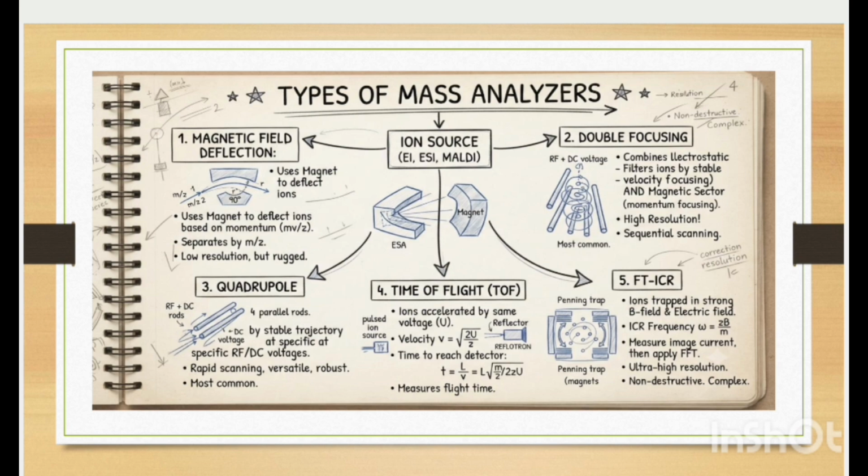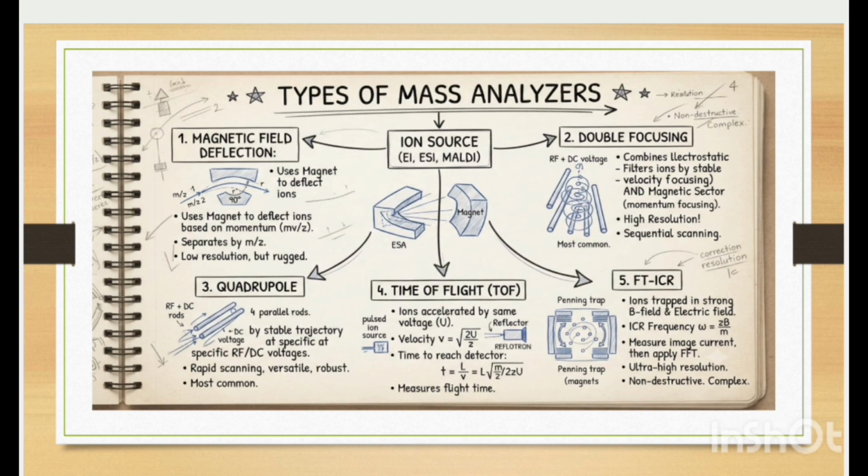The double focusing analyzer combines electric and magnetic fields. It provides very high resolution and improves mass accuracy. Next is the quadrupole analyzer, which consists of four parallel rods. By applying radio frequency and direct current voltage, only ions with specific m/z values pass through. It is fast, compact and widely used.